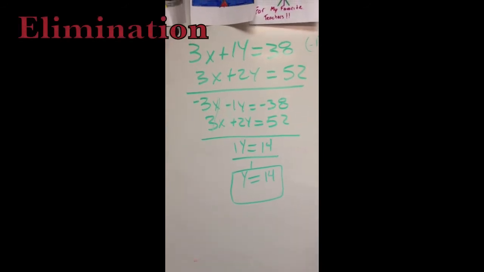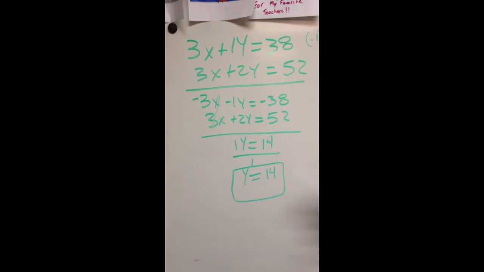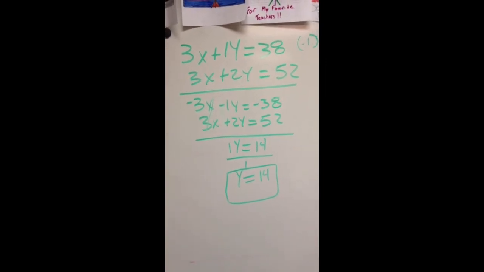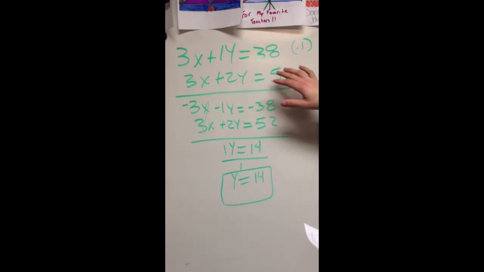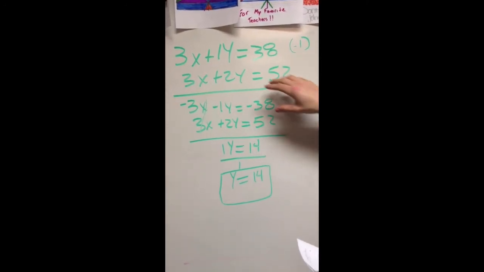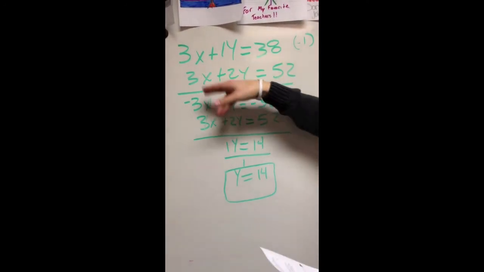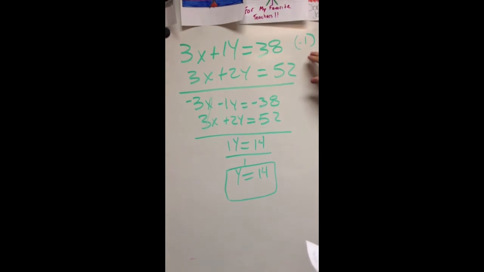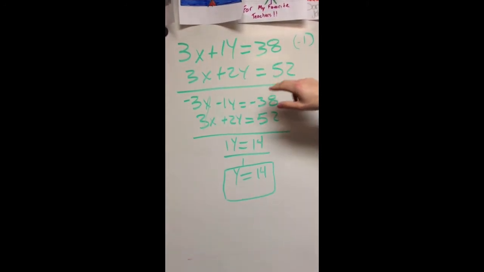Okay, so what we're going to do here is elimination, which is where you eliminate one of the variables to get the other variable. For this one, you have 3x plus 1y equals 38, and 3x plus 2y equals 52. You can't eliminate anything there, so you have to make one negative. So we're going to do the x's. We're going to multiply the top by negative 1, so you multiply all of these by negative 1.